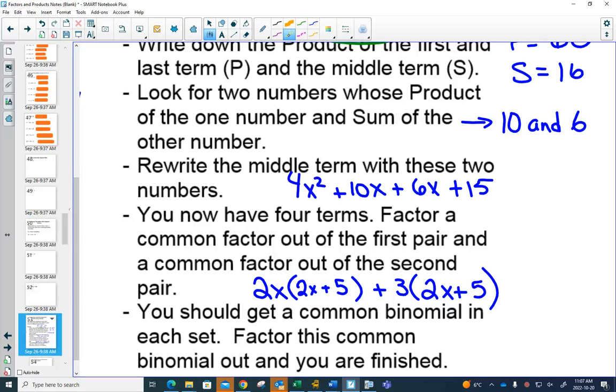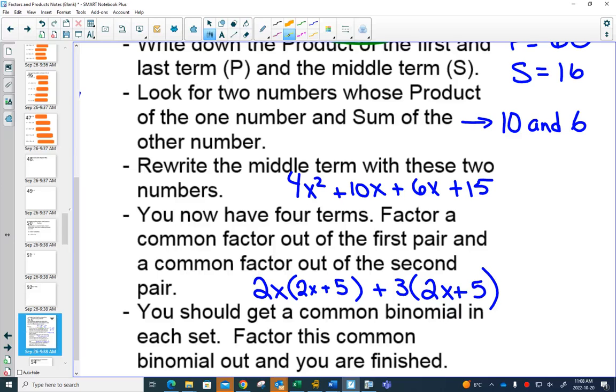You're lost? We had 4 terms, and we just looked in the first 2 to see if there was something in common, and we did common factoring, pulled out a 2x. And then we looked in the next 2 to see if there was something in common, it was also 2x.